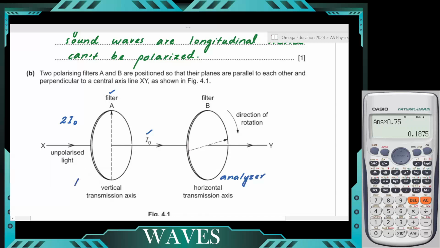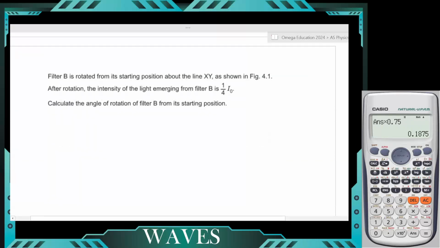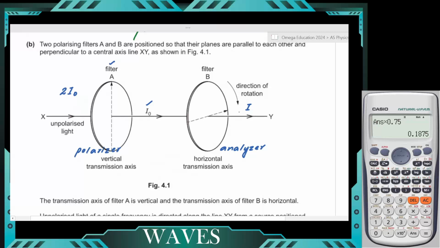And the first filter is the polarizer. Let's say the intensity of the light after passing through the analyzer is I. And let's see what we need to find. After rotation, the intensity of the light emerging from filter B is I naught over 4. So the intensity is I, which equals I naught over 4, or you can also write it as 0.25 I naught. This is the intensity of the light after it passes through the analyzer, and filter B is serving as the analyzer.